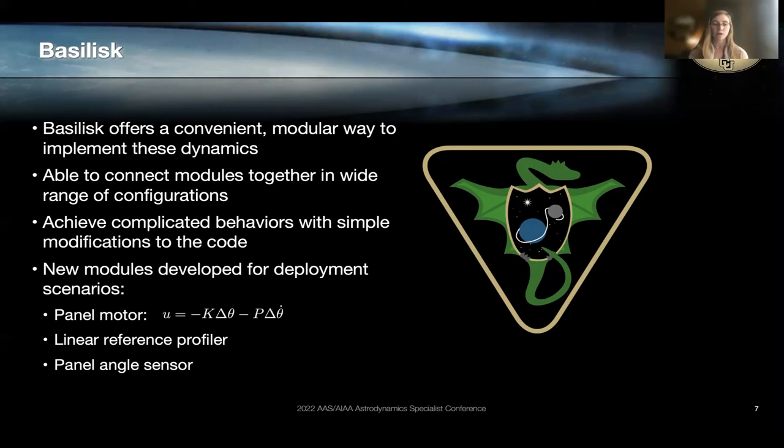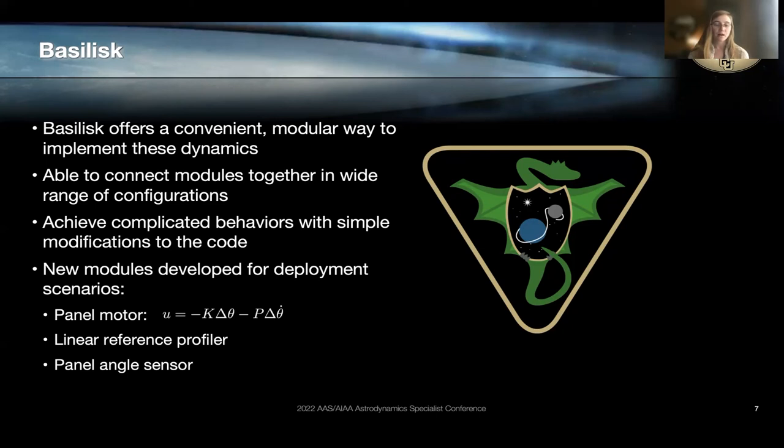So in order to actually show some deployment scenarios in action, I was working on some new modules. So one thing is a panel motor to drive the deployment. I didn't do any detailed analysis of what type of control law I wanted here. I just popped in something simple, which is going to have a proportional and a derivative term. And if you look at the structure of the equations of motion, all this is really doing is amping up your K and your C when you're doing your deployment.